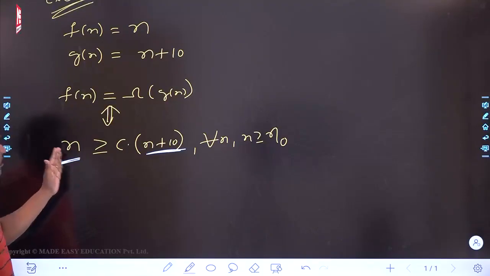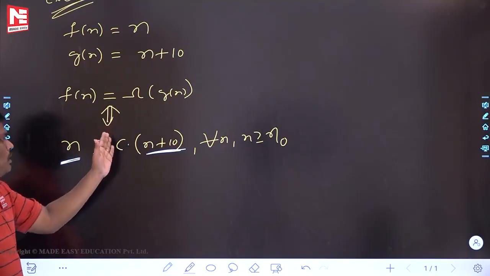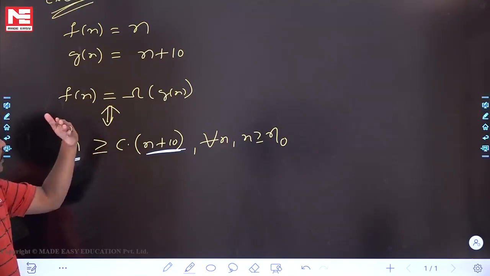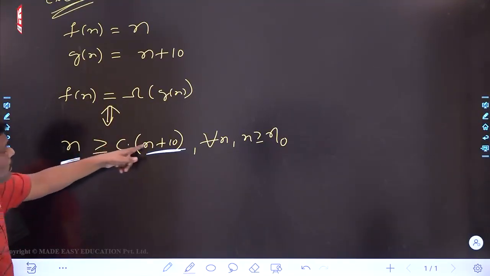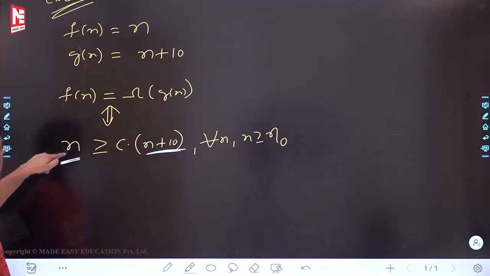Omega means right smaller. Big O means right bigger. Omega means right smaller, which is nothing but left bigger. Left is n, right is n plus 10. How can I make sure that left is bigger? I will see now.